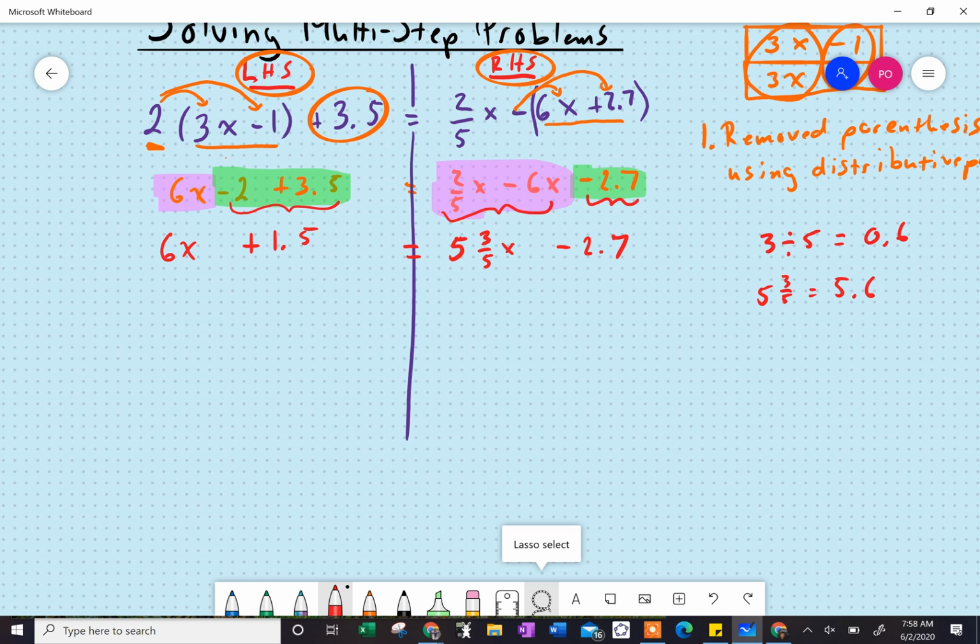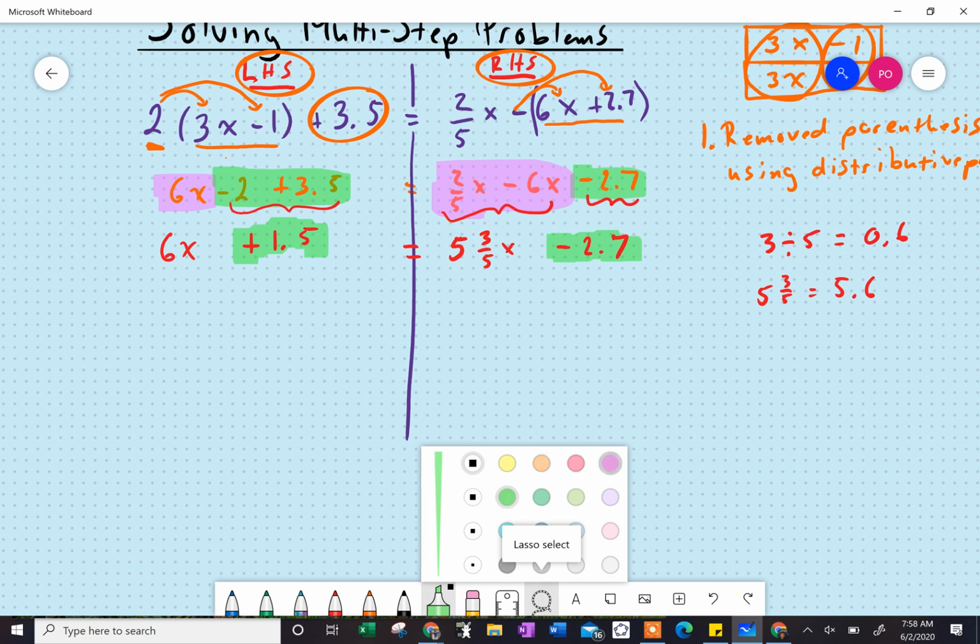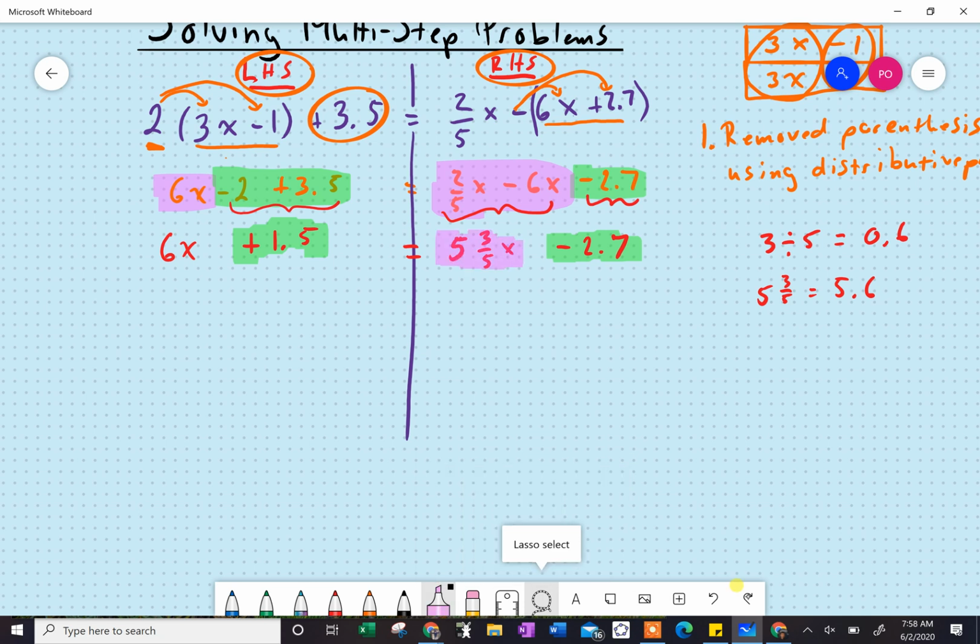Now, once again, I have my constants and I have my unknown terms. I'm going to move all my unknown terms to one side. So what was number 2? Number 2, combine like terms. So now my third step is I'm going to move my variables to one side.